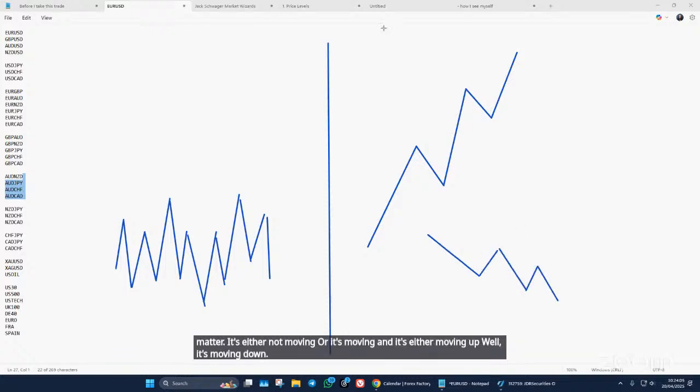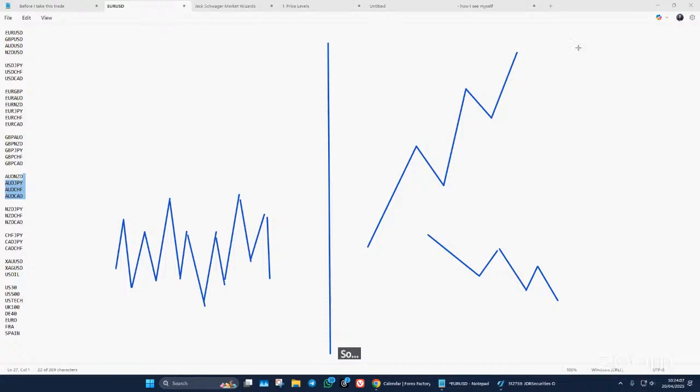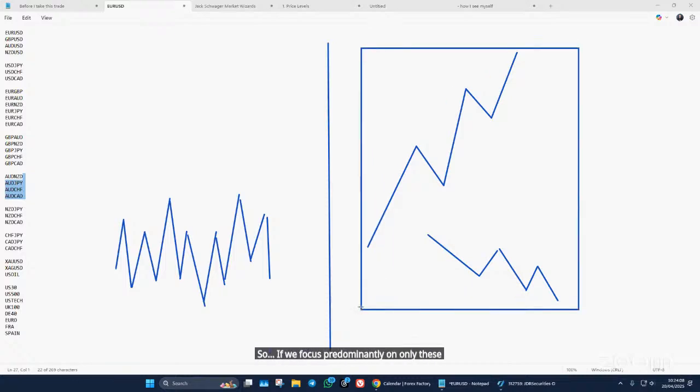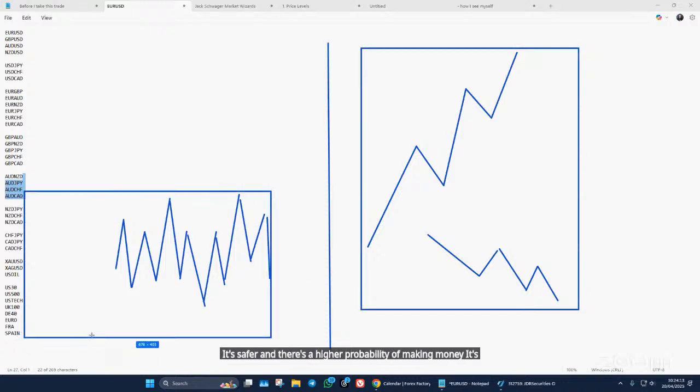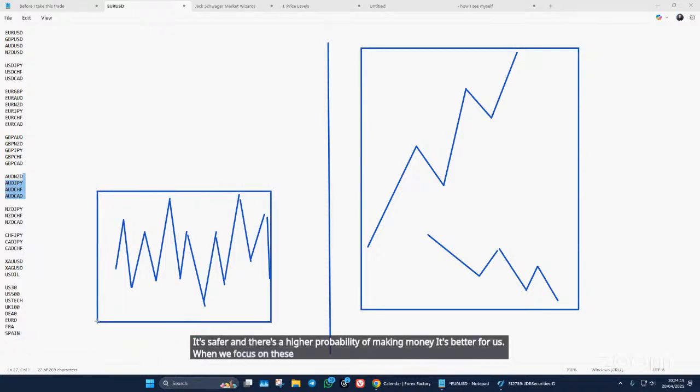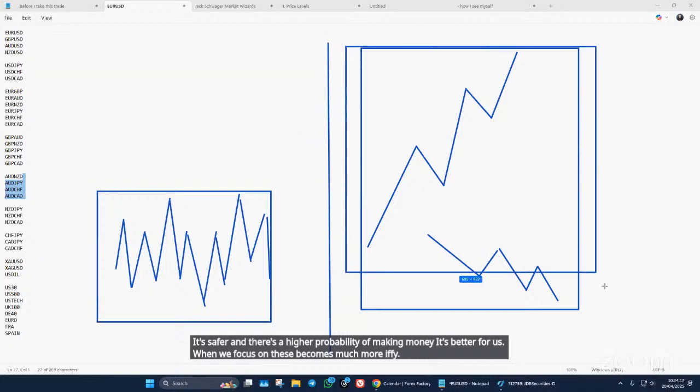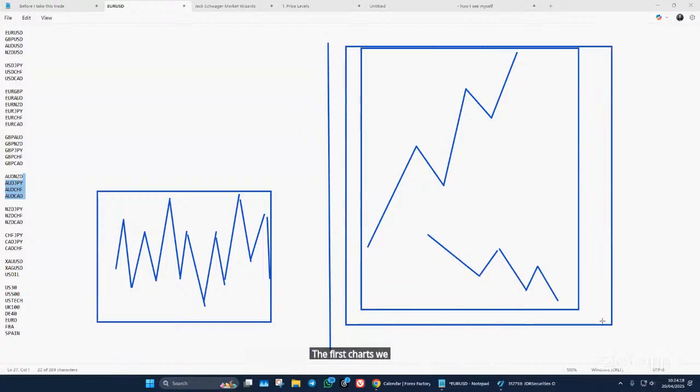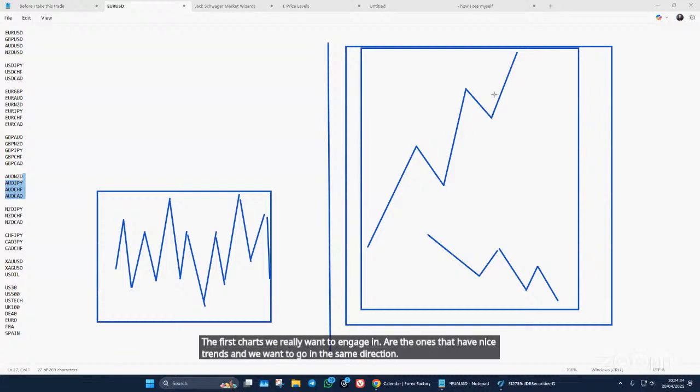So if we focus predominantly on only these types of markets, it's safer, it has a higher probability of making money, it's better for us. When we focus on these, it becomes much more iffy. So the first charts we really want to engage in are the ones that have nice trends, and we want to go in the same direction. That way, we're piggybacking on top of the big money.